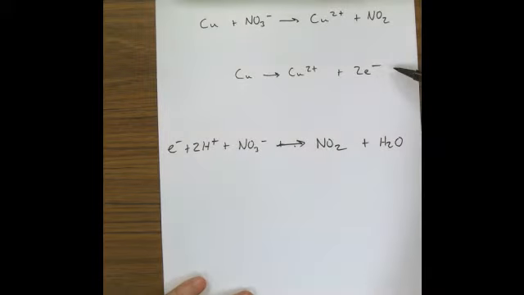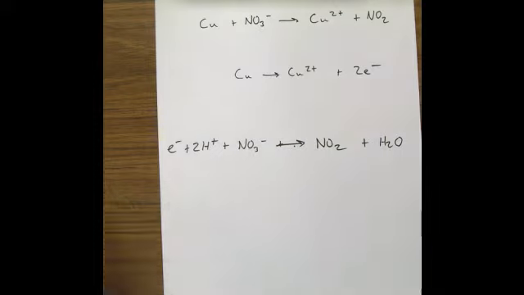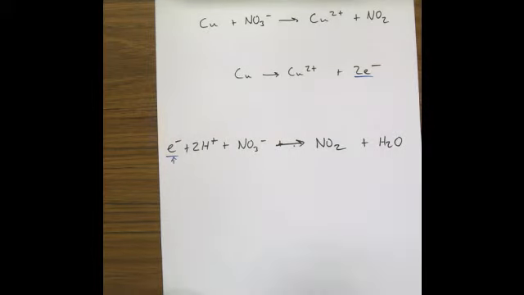Now I have to make sure, this is the next step, I have to look at the 2 half reactions and I have to compare them. I should see the same number of electrons gained as lost. See how it's e minus here and 2e minus here? That means this needs to be 2e minus to show that 2 electrons were gained and 2 electrons were lost.